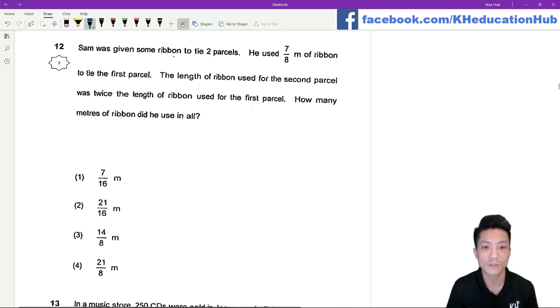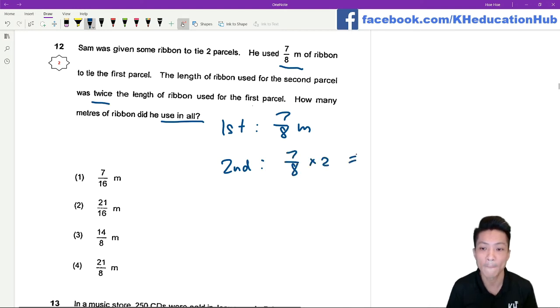Question 12. Sam was given some ribbon to tie two parcels. He used 7 over 8 meter of ribbon to tie the first parcel, and the length of the ribbon used for the second parcel was twice the length of the ribbon used for the first parcel. How many meters of ribbon did he use in all? So the first parcel, he used 7 over 8 meter, right? The second parcel he used twice the amount, which means I need to do 7 over 8 times 2, which is a 4, can divide by 4, which will give me 7 over 4.